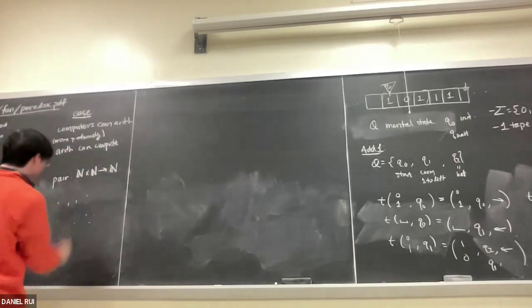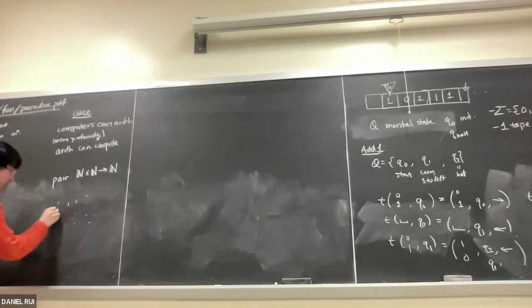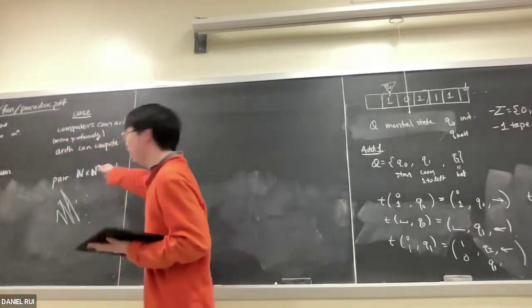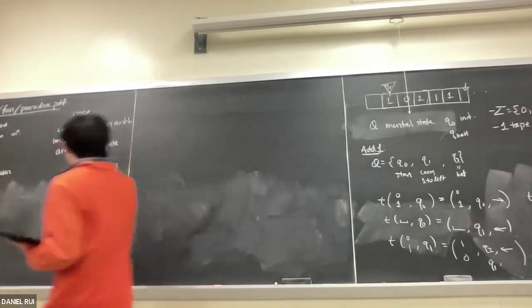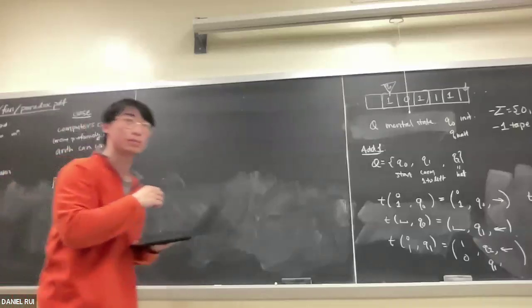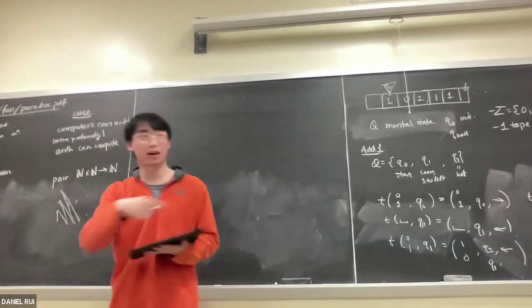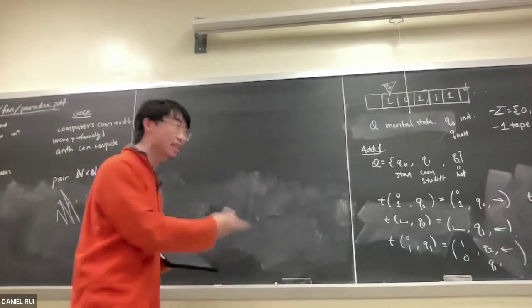So we have this string of integers, and Cantor famously figured out that if we do this, then that bijectively maps N to N squared. And the inverse of this map is this pair function. There's a formula on the sheet. Amazingly, it's a polynomial.